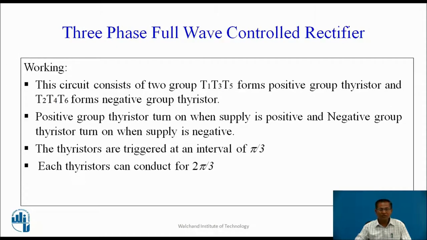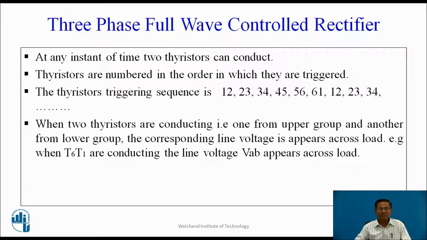The positive group thyristor turns on when the supply is positive, and the negative group thyristor turns on when the supply is negative. The thyristors are triggered at an interval of 60 degree or pi by 3 radian. Each thyristor can conduct for 120 degree or 2 pi by 3 radian. At any instant of time, two thyristors conduct, one from the upper half and another from the lower half. Thyristors are numbered in the order in which they are triggered.